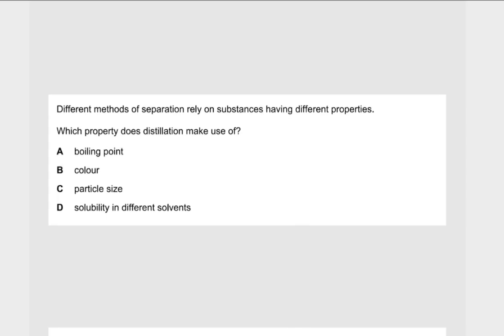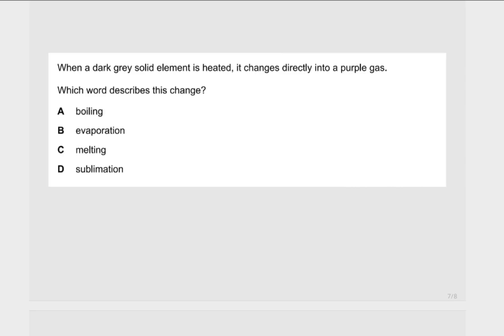Different methods of separation rely on substances having different properties. Which property does distillation make use of? Distillation is all about the difference in the boiling point. When a dark gray solid element is heated, it changes directly into a purple gas. Which word describes this change? A solid to a gas is sublimation.